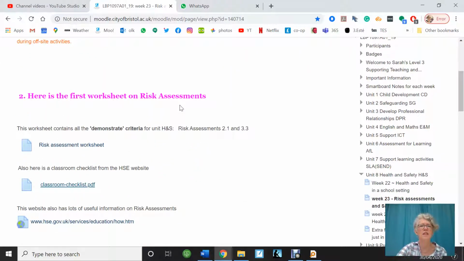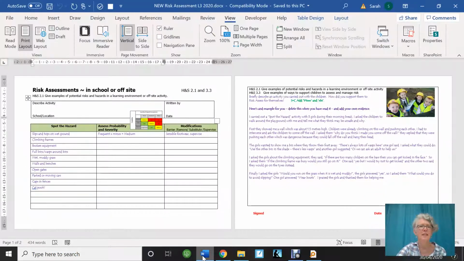Here is the worksheet that you're going to need for this one. This worksheet has all the demonstrate criteria. There are only two for Unit 8, Health and Safety. Let's have a look at the worksheet. Okay, it looks like this, 2 pages. First page is for Health and Safety 2.1. Second page is for 2.1 and 3.3 together.